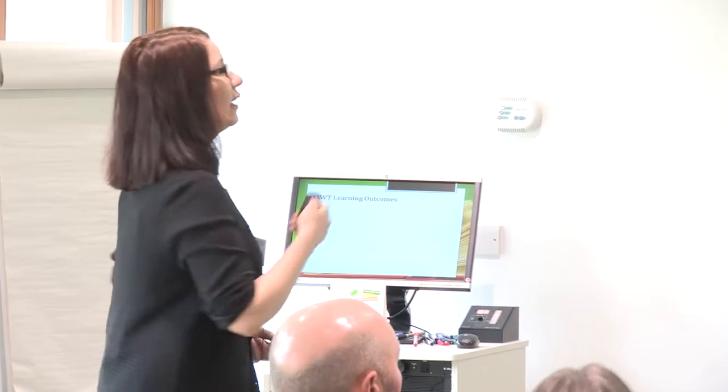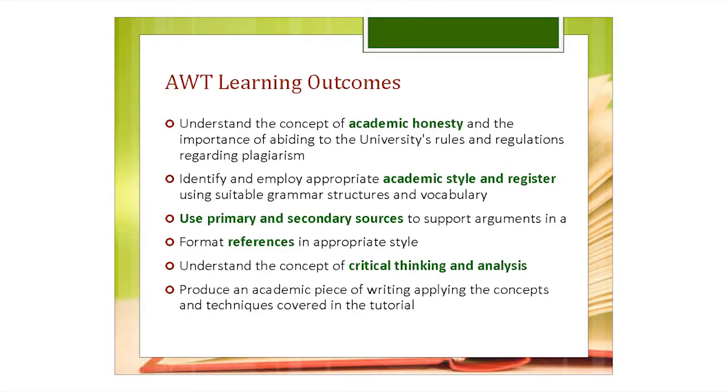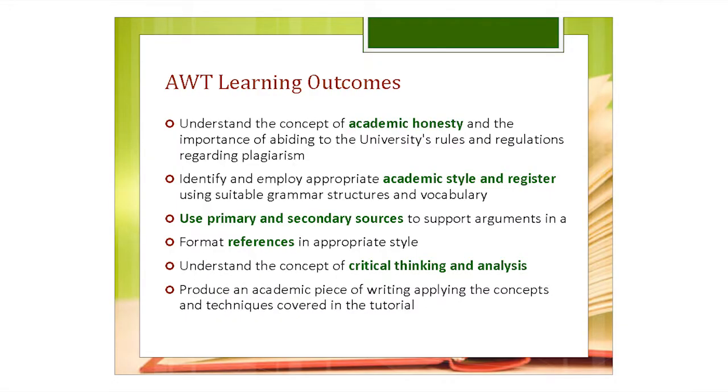So, doing this, these were my expected outcomes. I expected my students that at the end of this week, after doing the formative assignment, they would be able to do this. Have a better understanding of the concept of academic honesty and the rules and regulations of the university. They would be more familiar with style, these things about formality and choice of vocabulary. They would have a better concept of what a primary and secondary source is.